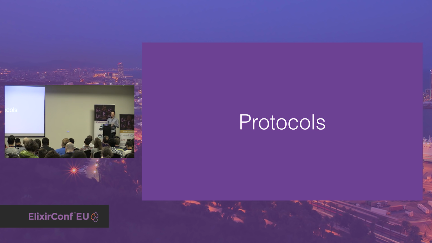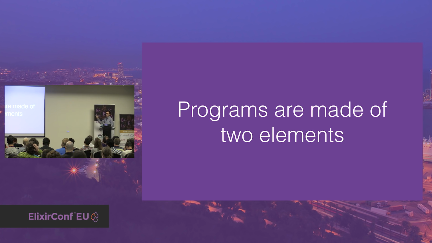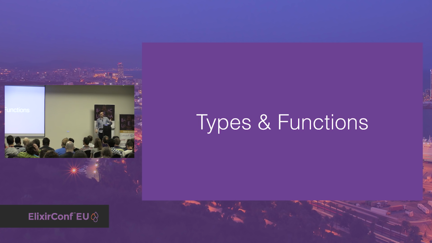To first go through what protocols are, I first want to talk about why protocols exist. To understand that, we need to understand that all programs, regardless of the language, are made up of 2 fundamental elements: types and functions. Types are the data of our system, the nouns, the strings and the lists and all the stuff that makes up the data. And functions are the operations on that data. They take data in, they transform it, they do stuff to data.